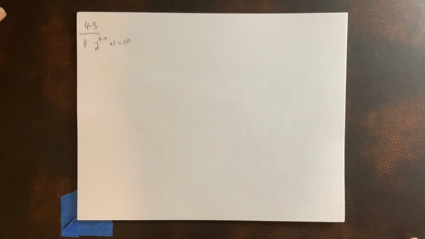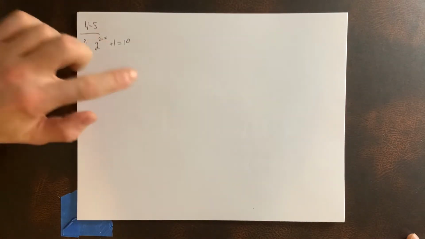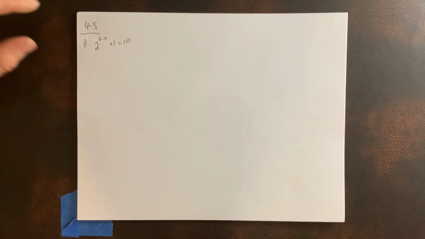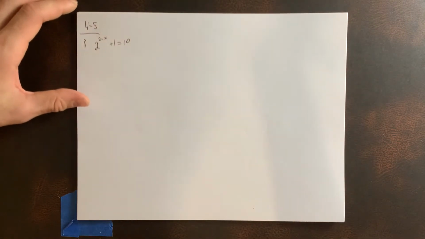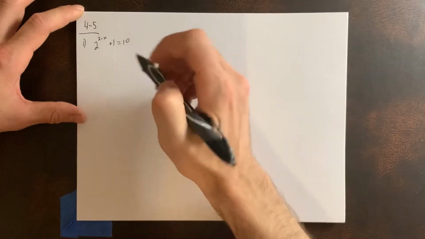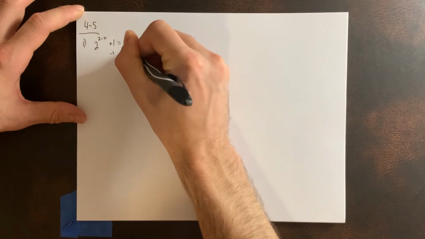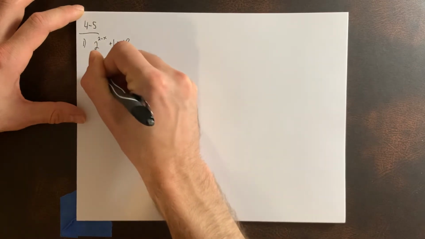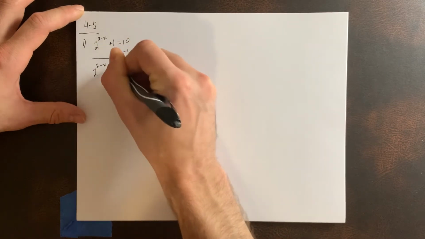In the past, when you're solving for x, you have to get x on one side and everything else on the other side. And that still applies. So we want to start by getting x alone. The first thing we can do is move this 1 over. So subtract the 1 from both sides. We'll have 2 to the 2 minus x is equal to 9.